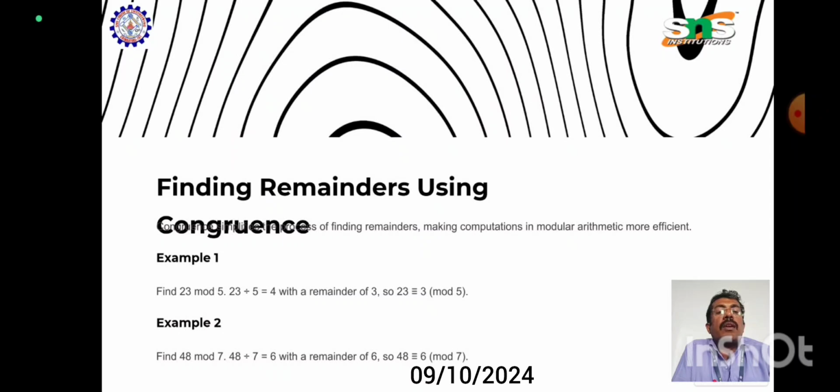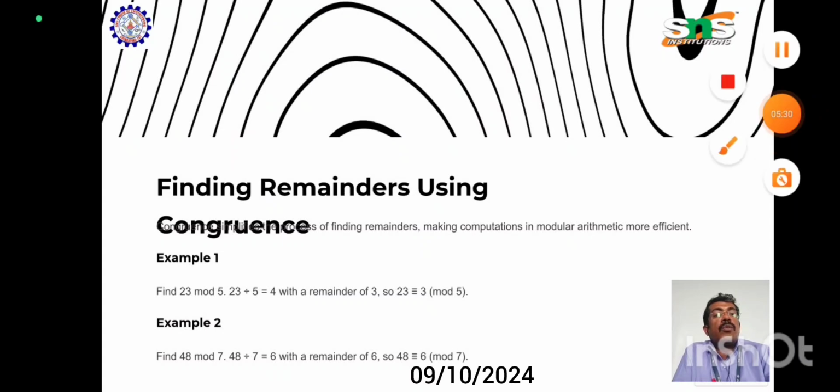Similarly, if you take 48 mod 7, then you divide 48 by 7, you get the remainder as 6. So you can write the congruence concept, that is a congruent b mod n, as 48 congruent 6 mod 7. This is how you represent a congruence concept.